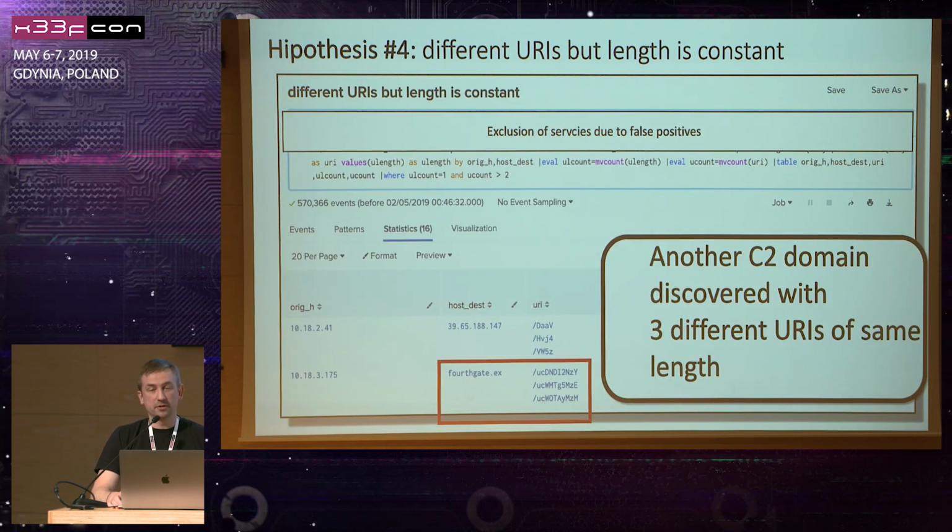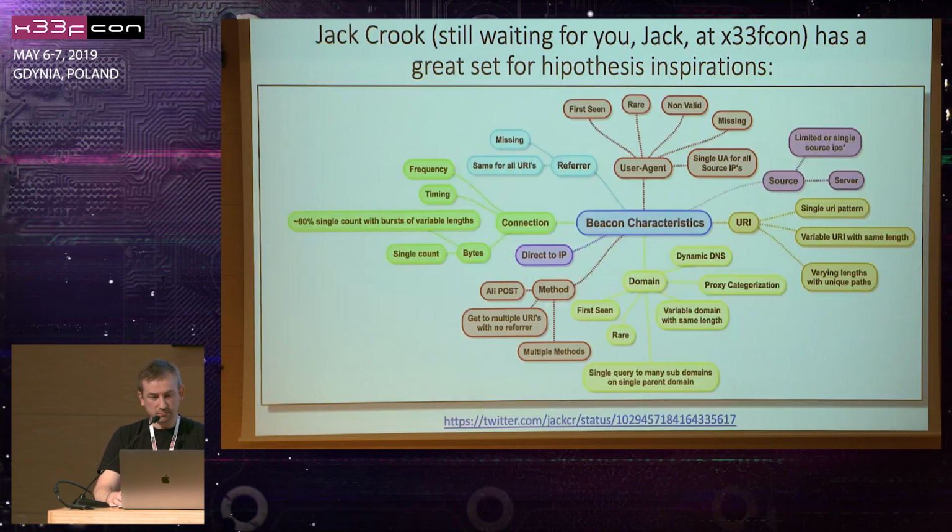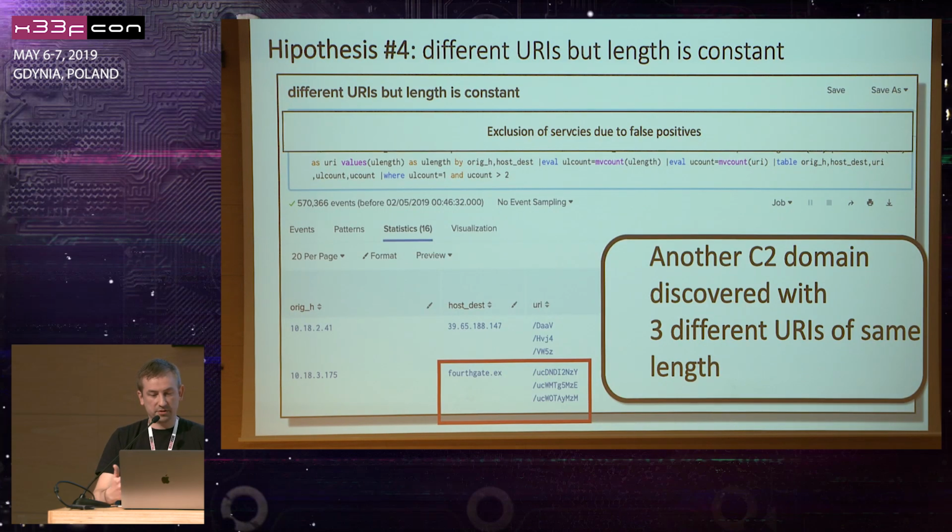So hypothesis 4, we discovered another C2 domain using another approach. So we tried to look for different URIs, but the length is constant. Very often when the malware is trying to put the encoded, encrypted payload into the URI, usually the length of the URI is constant. And in this case, we discovered another C2 domain with 3 different URIs with the same length hosted on the same destination IP.